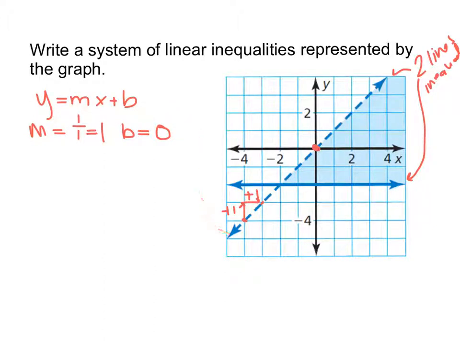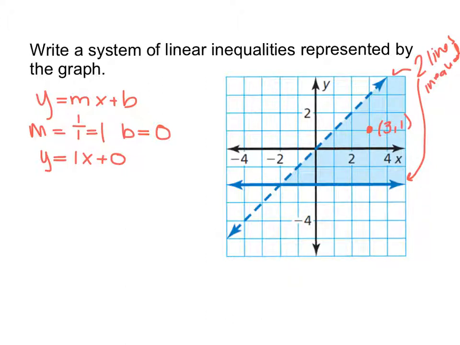So I'm going to take that information and write it into an equation. So here I have y is equal to 1x plus 0. Now, I know that this isn't actually an equation because there's shading, and I want it to shade in this region here. So I'm going to pick a point in that region and position my inequality so that point works. So say right here I pick this point where x is 3 and y is 1.